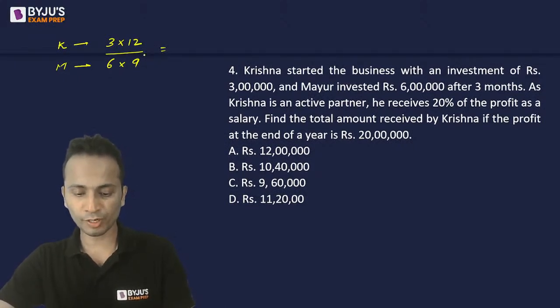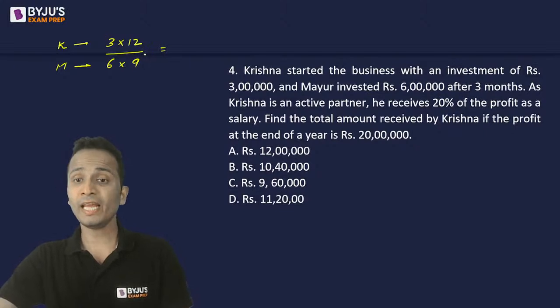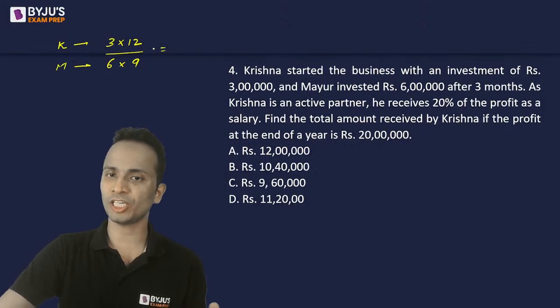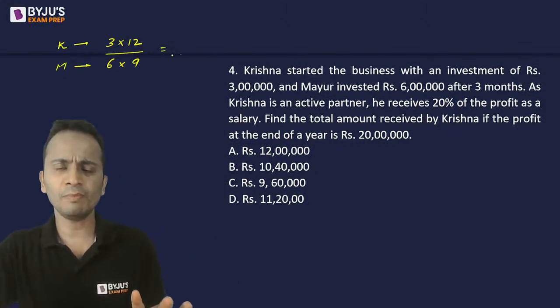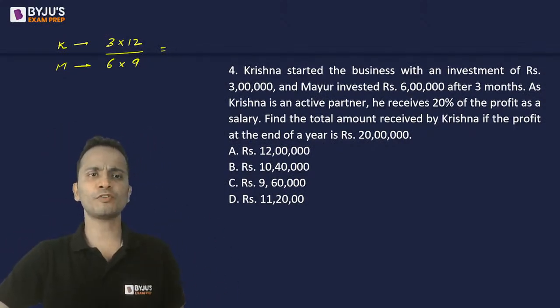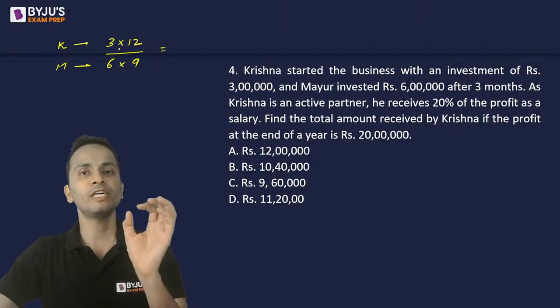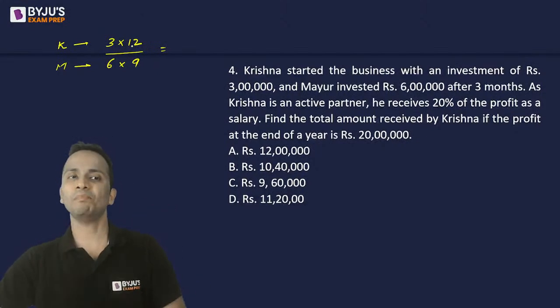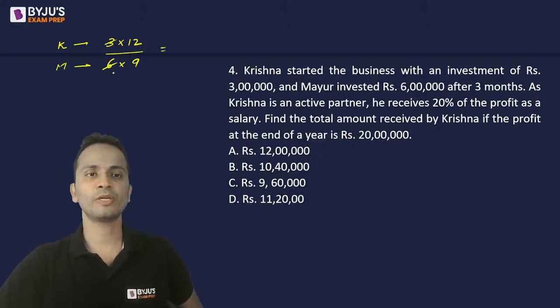20% of the profit at the end of the year, first of all, will be given to Krishna. So understand, and I'll help you in understanding the logic. First of all, I'll calculate the simple ratio of the product of the capital and the time period.